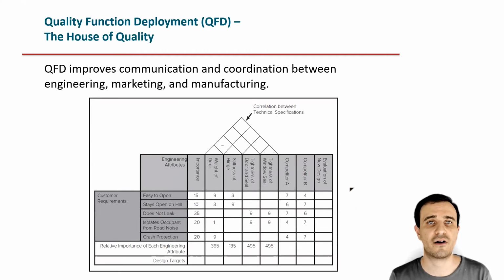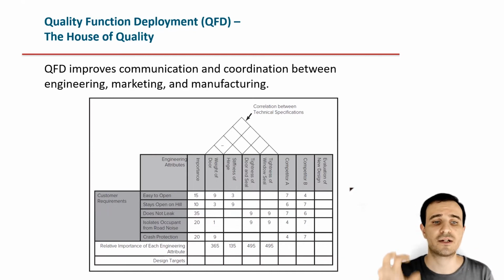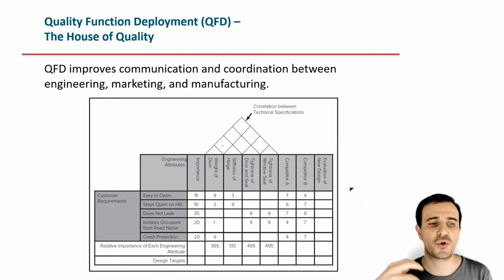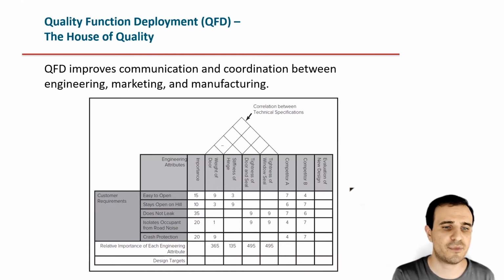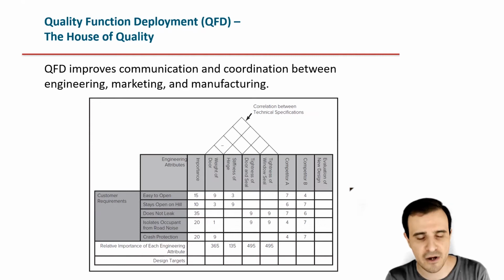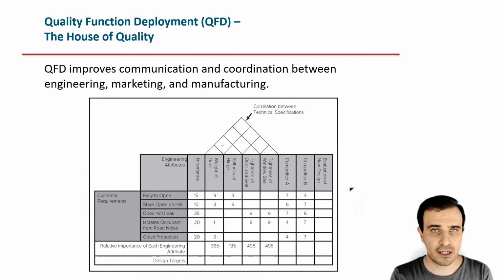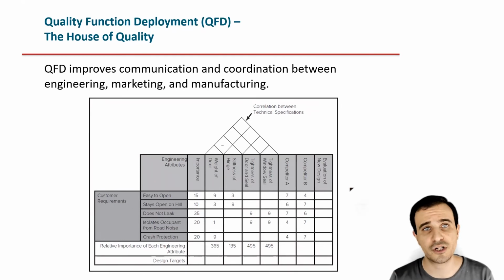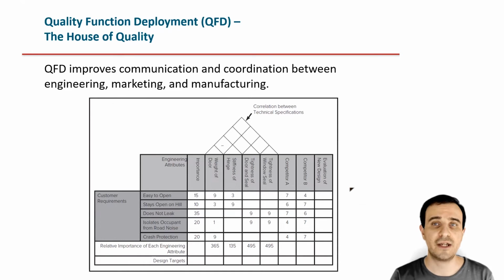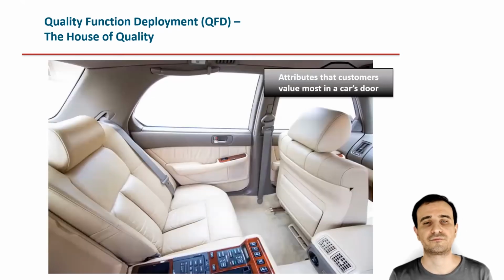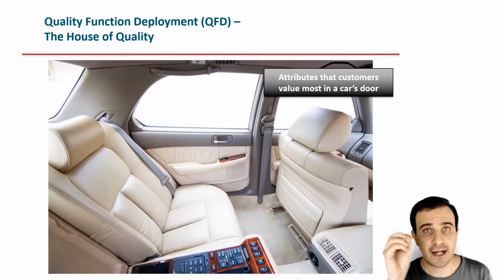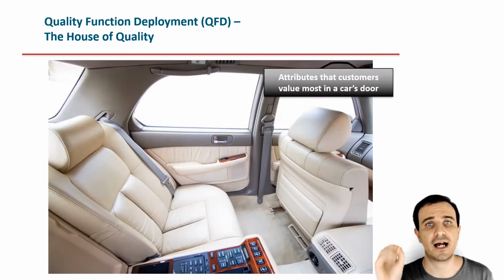One technique comes from Japan, and it's the house of quality. Here, the main objective is to enhance the communication and coordination between the engineering department, the marketing department, and the manufacturing or production department. Here I'm giving you an example coming from the automotive industry of Japan. This is how we can identify the most important attributes that customers value the most in a car's door.